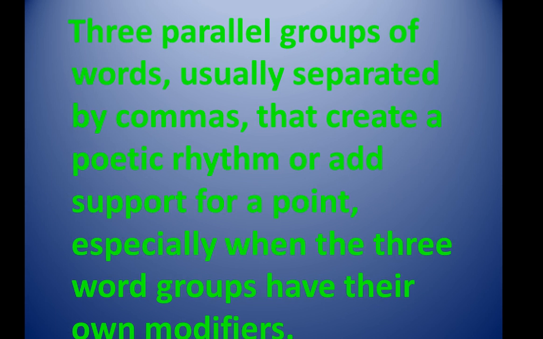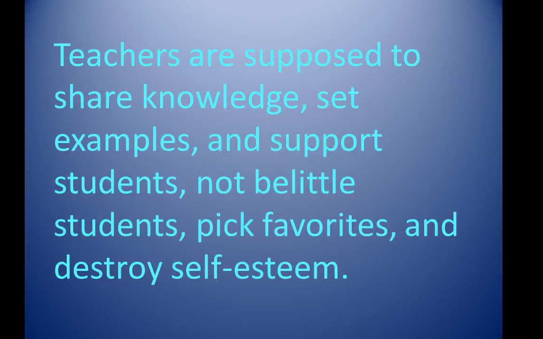Magic 3 is 3 parallel groups of words, usually separated by commas, that create a poetic rhythm or add support for a point, especially when the 3 word groups have their own modifiers. So this is not a list of 3 things. This is not, I went to the store to get milk, eggs, and sugar. Instead, it would be, I went to the store to get milk for the baby, eggs for dad, and sugar for cookies. Now it's being modified.